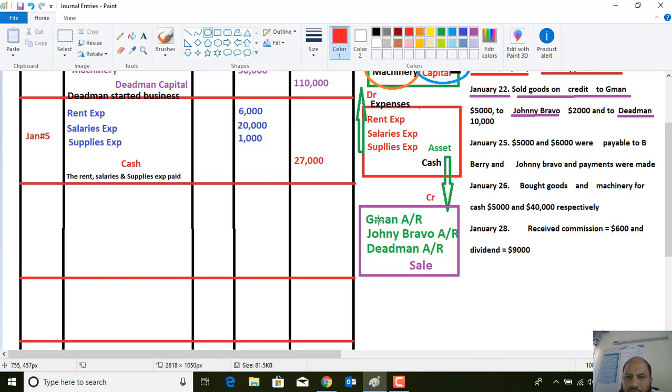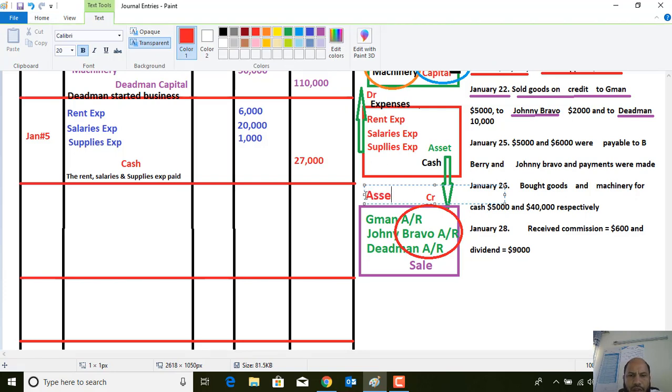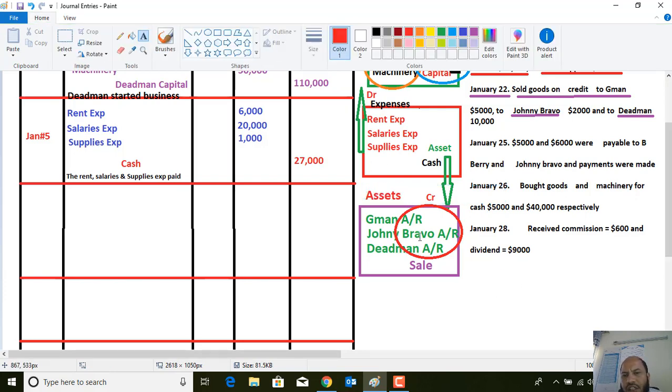the G-man, the Junibrow and Deadman, if you see over here, we have, for example, account receivable from all these three persons: account receivable from G-man, account receivable from Juni, and account receivable from Deadman. Dear students, account receivable is an asset account. It is an asset account.